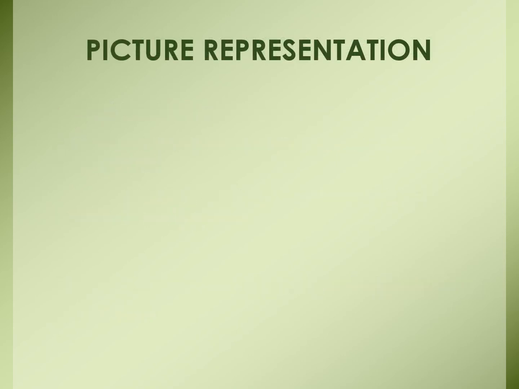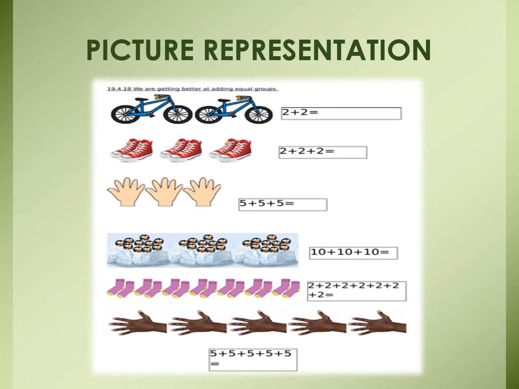Now let us have a picture representation of what it is to add equal groups. As you can see, here we have 2 bicycles. So we will add 2 plus 2 because in each bicycle we have 2 wheels. So in one bicycle we have 2 wheels, plus in another bicycle we again have 2 wheels, which will come out as 4.